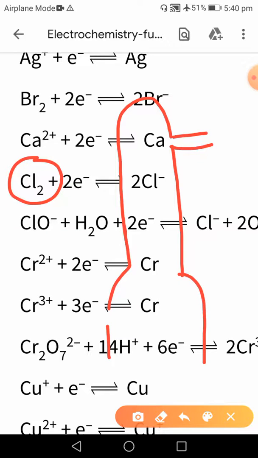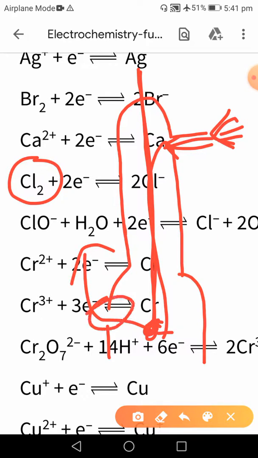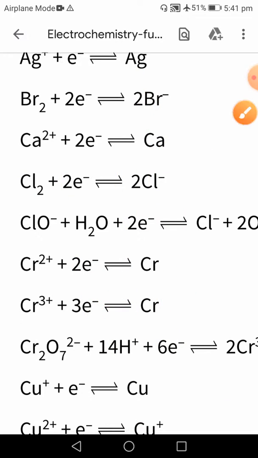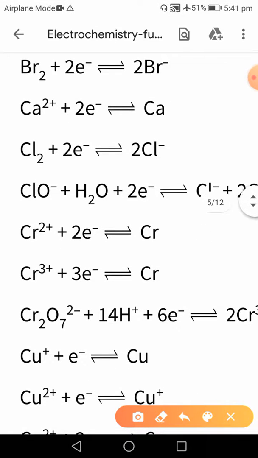Okay, and inside the gas tube there is a platinum wire. From this terminal we supply the gas in, and the gas comes out from this output terminal. So this is a gas tube. Okay, so how to set up the chlorine half cell, let me tell you.